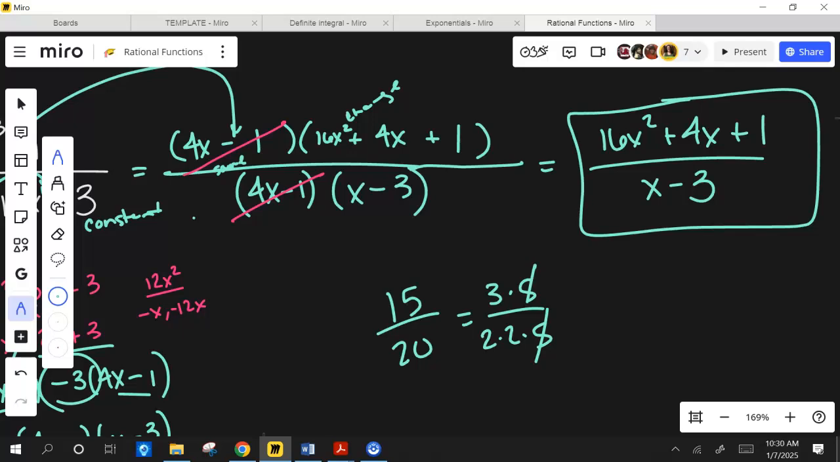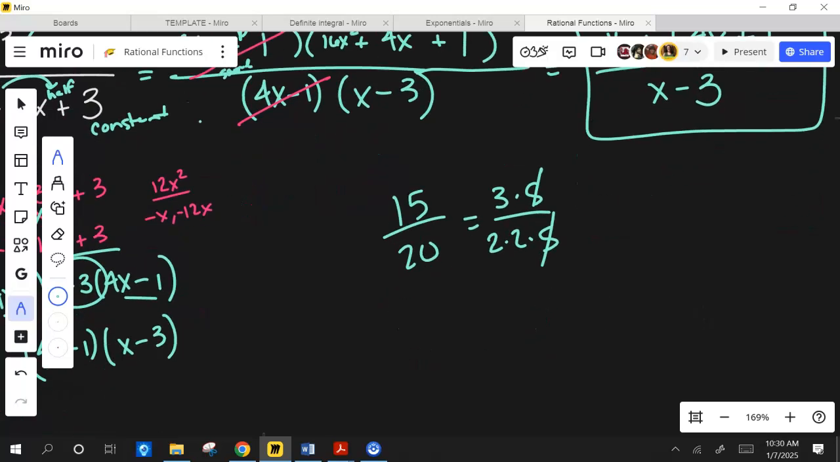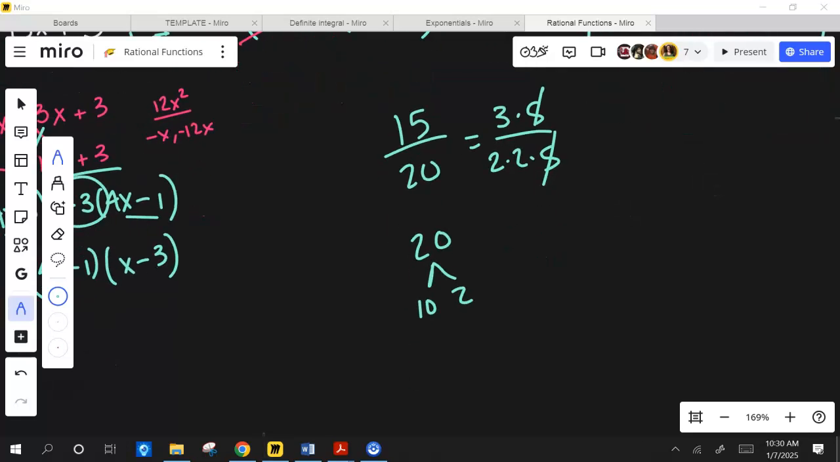You never did that? Bless you. You never took a number and said, okay, this is 10 times 2. I can't break 2 down, so this is 5 and 2. So the factorization would be 5 times 2 times 2.